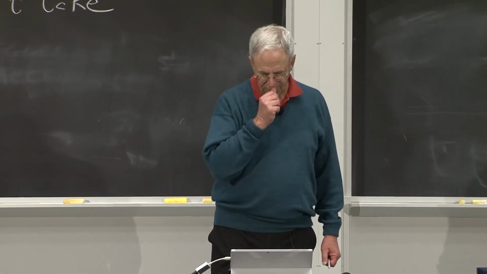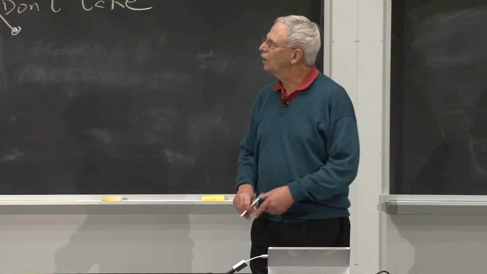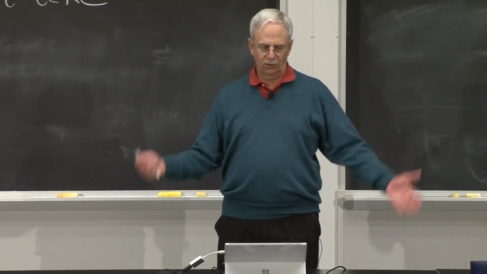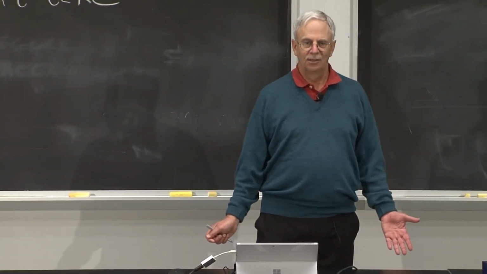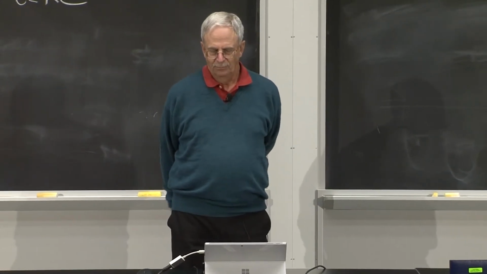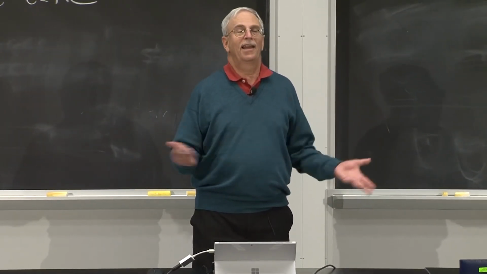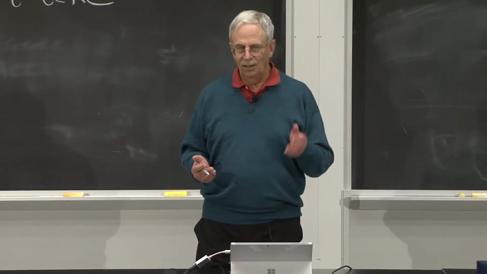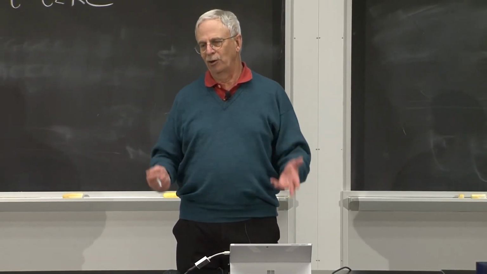All right. We did just try it on the example from lecture 1. And we saw that it worked great. It gave us a better answer. It finished quickly. But we should not take too much solace from the fact that it finished quickly, because 2 to the 8th is actually a pretty tiny number. Almost any algorithm is fine on something this small. Let's look now at what happens if we have a bigger menu.